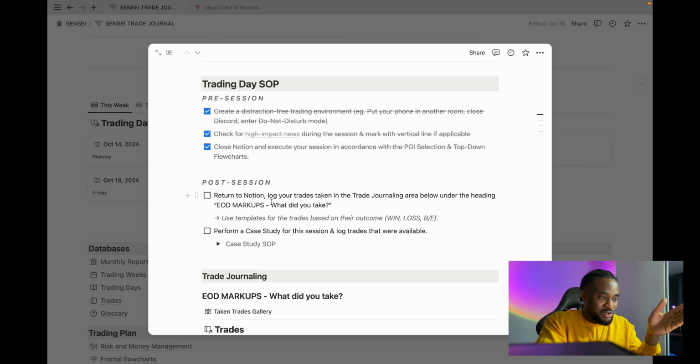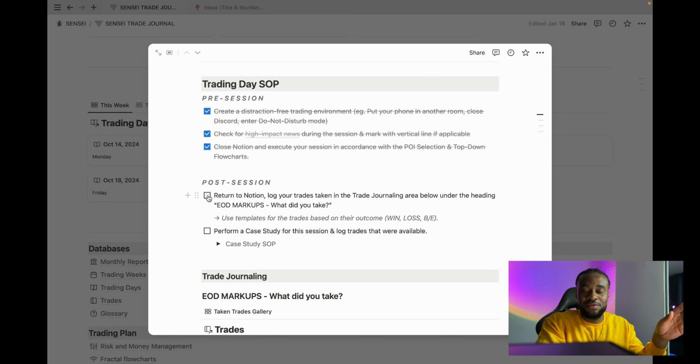Now post-session, which is after the session, after your trades or after the day, you come back to the Notion and log your trades taken in the trade journaling area below, under the heading End of Day Markups. What did you take? Which is the trades that you took for the day. The second item on the post-session checklist is to perform a case study for this session and log trades that were available, which is what I said before. So it's just repeating, or reminding you of, the process you need to go through for this template and to be able to optimize this template.